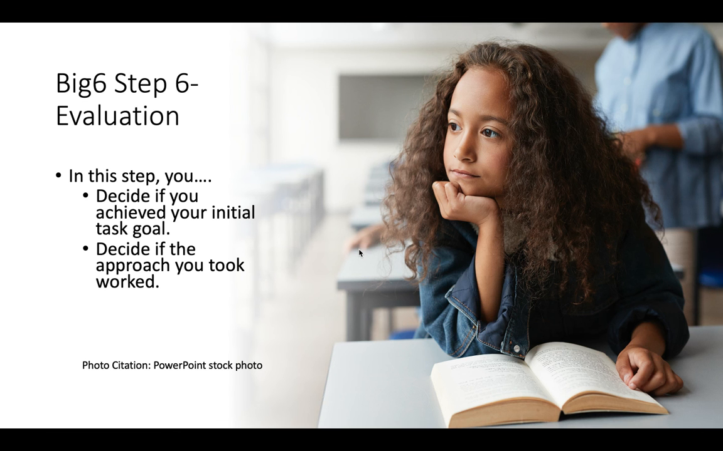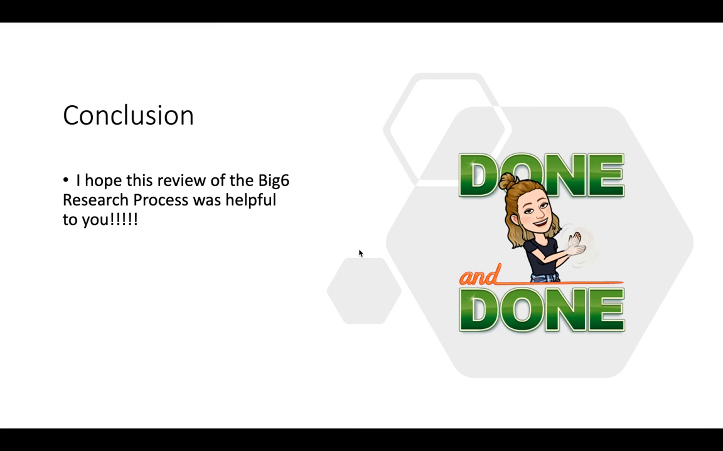And then last but not least, we have step 6, which is evaluation. In this step, you're going to be thinking critically about the process that you just went through, and you're going to decide if you achieved your initial task goal. Thinking back to step 1, did I achieve that goal that I set out? And then you're also going to think about whether the approach you took worked. And if it didn't work, that's okay. You can modify it for next time you use the Big Six so that you're able to better acquire information and utilize this amazing research model.